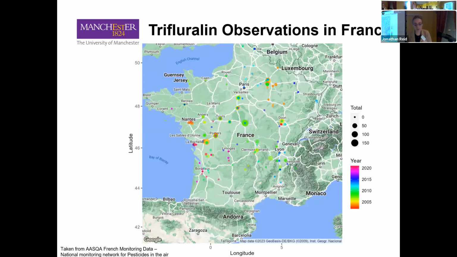This is a graphical representation of the previous data. And as you can see, trifluralin has been seen all over France from the years 2002 to 2021.